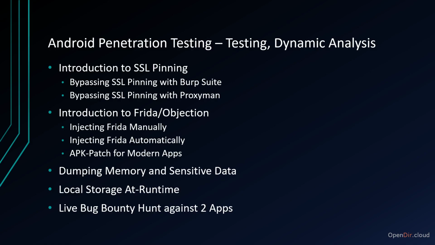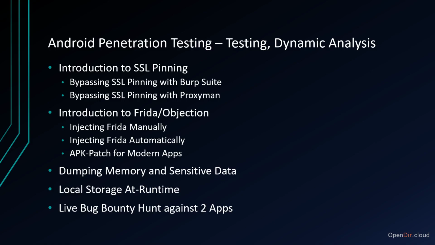Then we'll go into dumping memory and sensitive data out of our application while it's running. Also talk about some things like SQLite databases and shared preferences, how our application can actually be storing information while it's running. Then we'll talk a little bit about local storage and some files that might appear and disappear, for instance, when the application is started versus when the application is stopped.